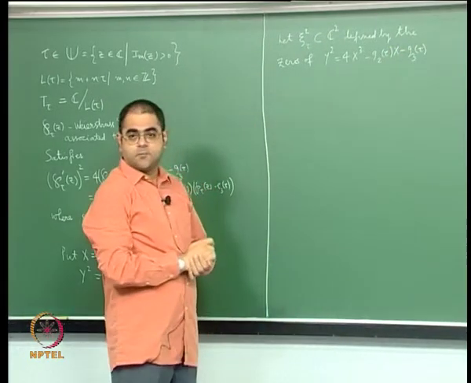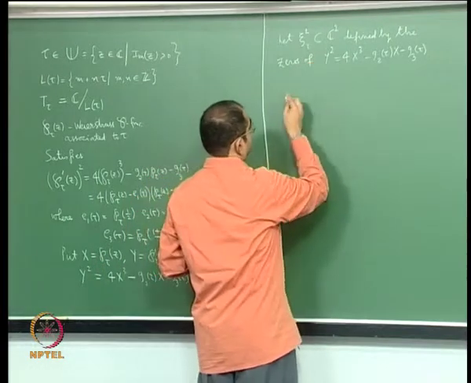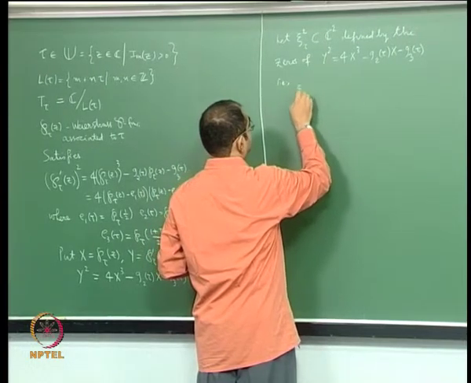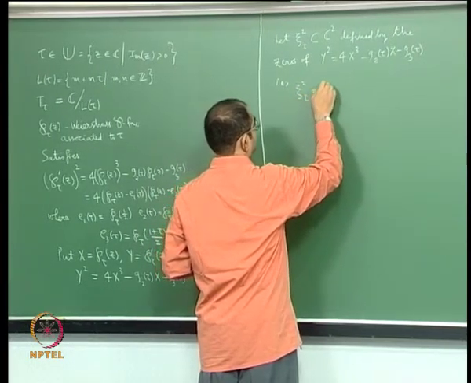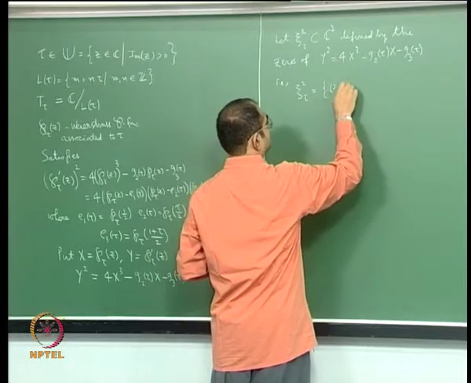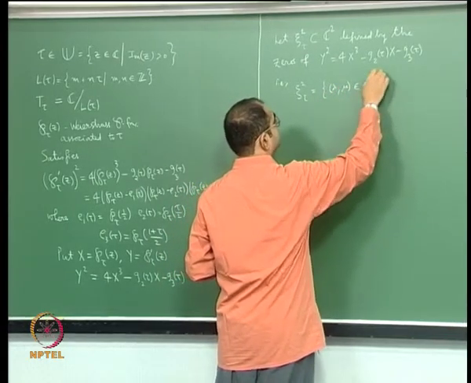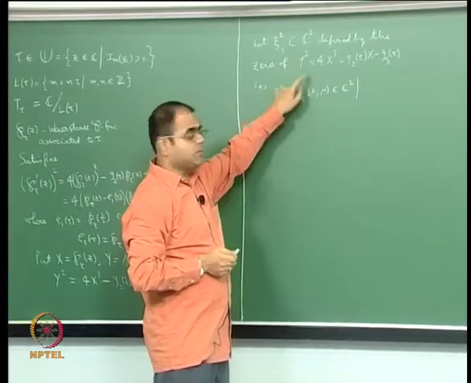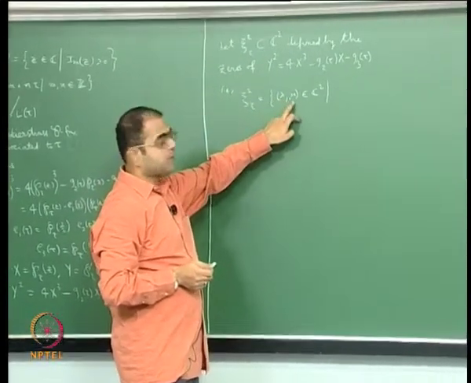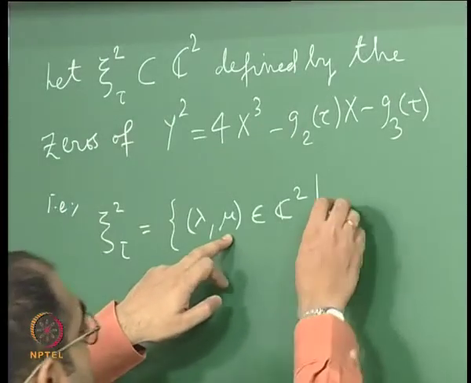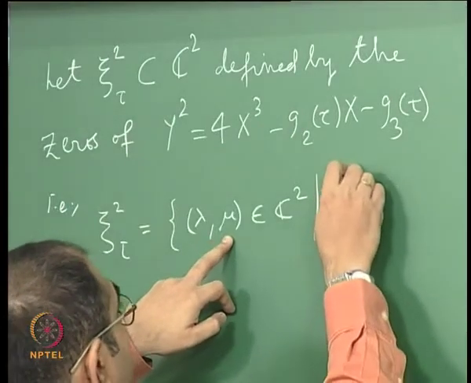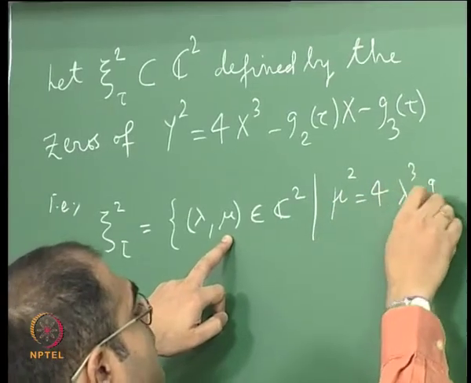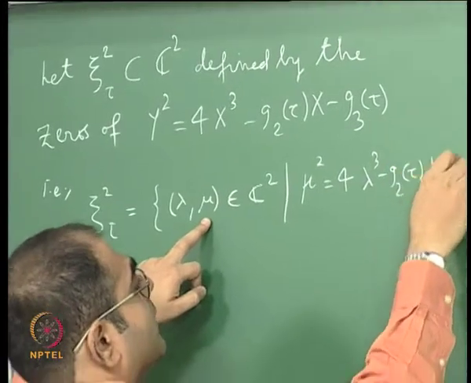That is, xi2 tau is the set of all lambda, mu in C2 such that lambda comma mu satisfies this equation when you put x equal to lambda, y equal to mu. So we get mu squared should be 4 lambda cube minus g2 tau lambda minus g3 tau.